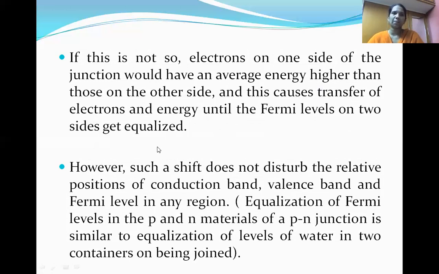As we know, in p-type semiconductors, holes are the majority charge carriers, and in n-type, electrons are the majority charge carriers. So to equalize the charge carriers, they must undergo a relative shift. However, such a shift does not disturb the relative position of the conduction band, valence band, and the Fermi level. So equalization of Fermi level in P and N materials is similar to equalization of water levels in two containers being joined together, as I discussed in the beginning.